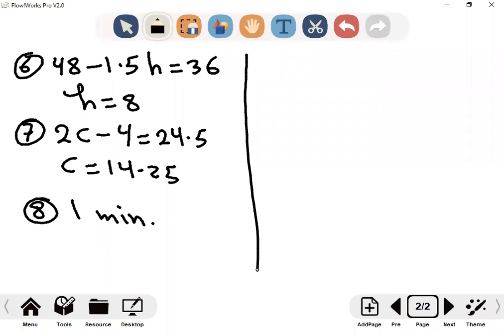Okay. Question 7, let's read it. Let's see, this is the equation. Let's see how they make the equation.